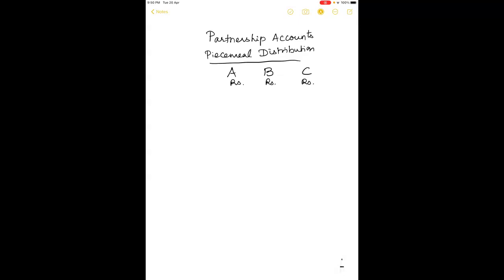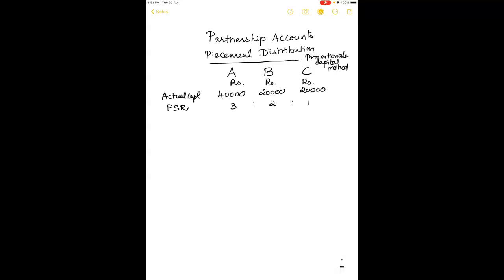I am taking a simple problem where there are three partners A, B and C and their capital amounts are 40,000, 20,000, 20,000. So this is their actual capital. And their profit sharing ratio is 3:2:1. And we are going to do which method? Proportionate capital method of piecemeal distribution.